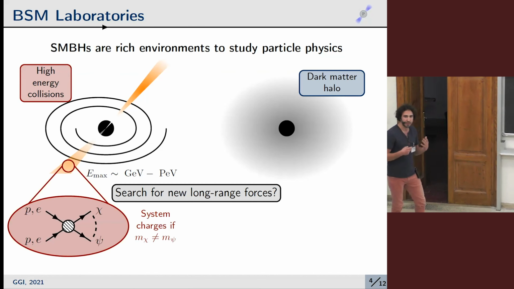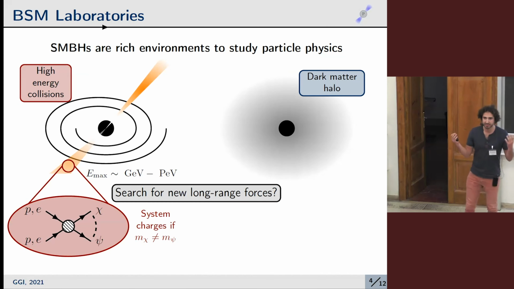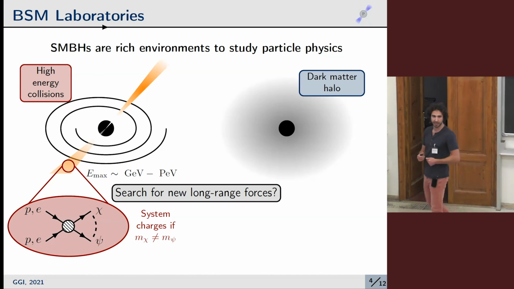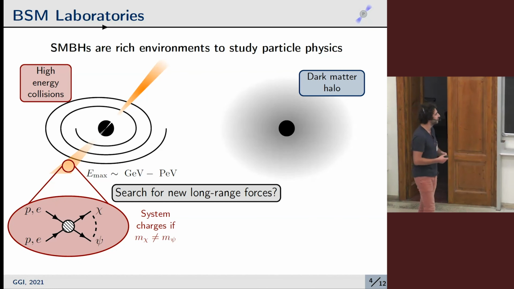Now, the first thing that you might imagine happening is that these high energy collisions are producing new particles. Here, I'm calling them chi and psi with some new scalar mediator, with a dash here, sorry. And the system will charge as a function of time if these particles don't have the same mass. What's happening is that one particle can escape because, let's say, it's roughly massless, while the other one has a mass that could be important, and it just keeps getting trapped inside this system.